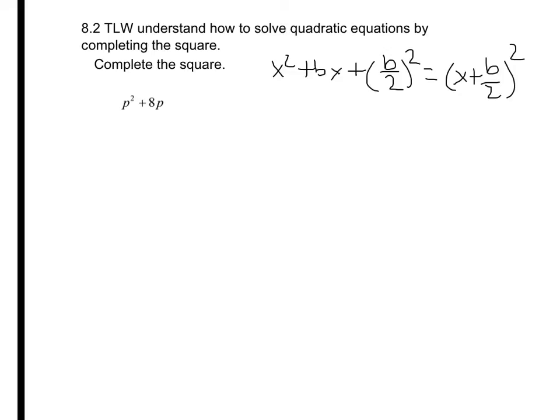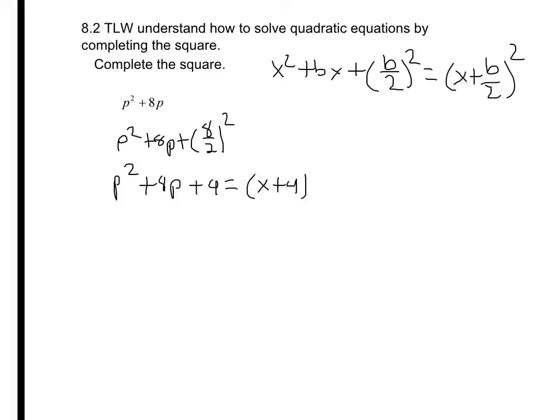But okay, so if I do this, b is 8. So you say p squared plus 8p plus 8 divided by 2 squared. That's p squared plus 8p plus 4 squared, which equals x plus 4 squared. Okay, let's take a look at another one.